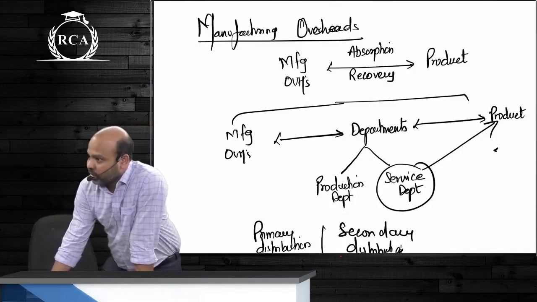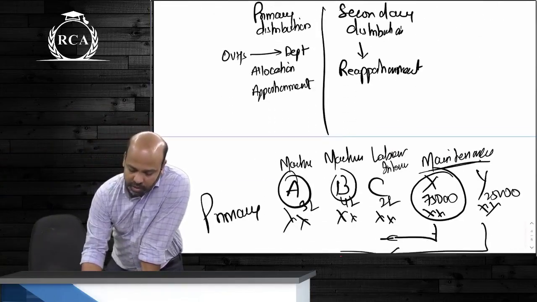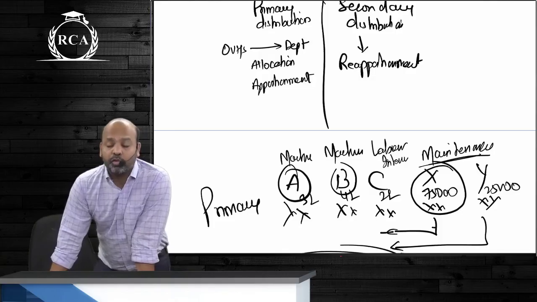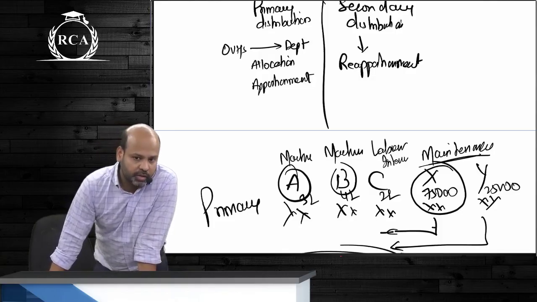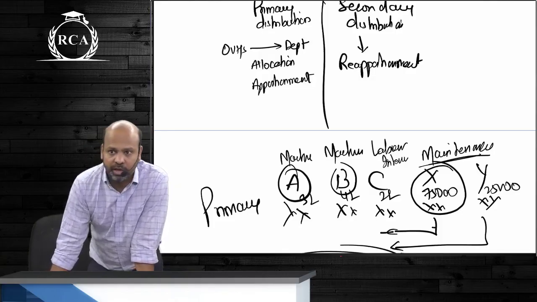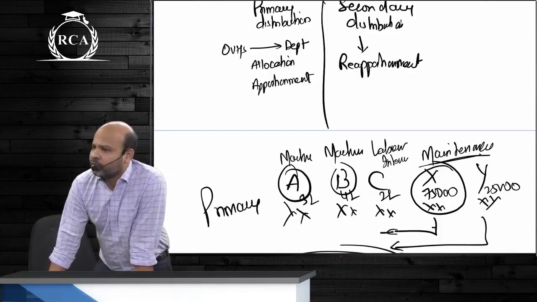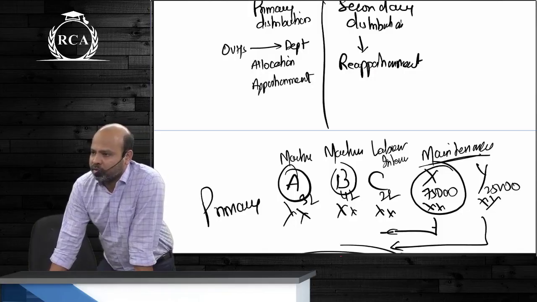Yes or no, guys? In the first few questions, we are only concerned about primary and secondary distribution. Once we are done with that, we will move on to absorption of overheads. Once we are done with absorption also, we will have under or over recovery of overheads. What would that mean? What if you have absorbed less or what if you have absorbed more?